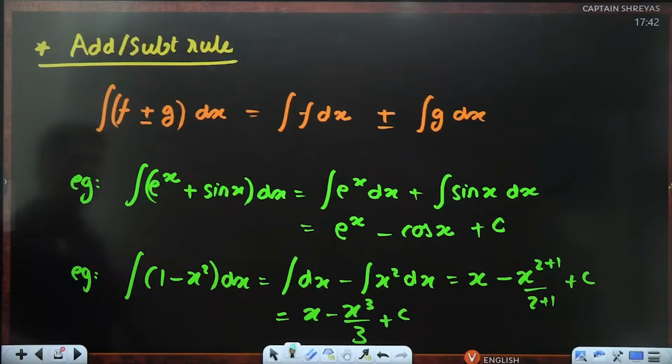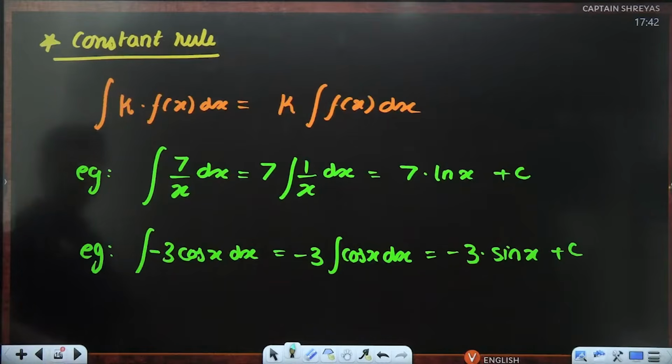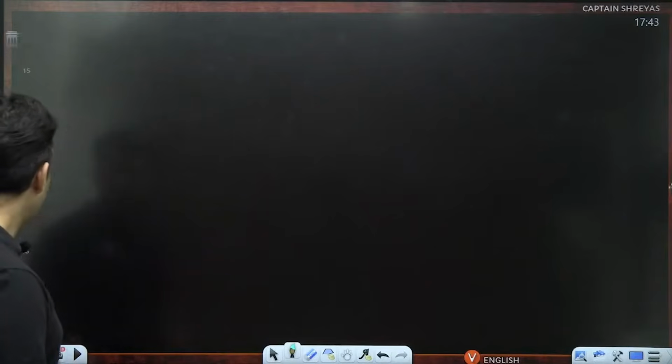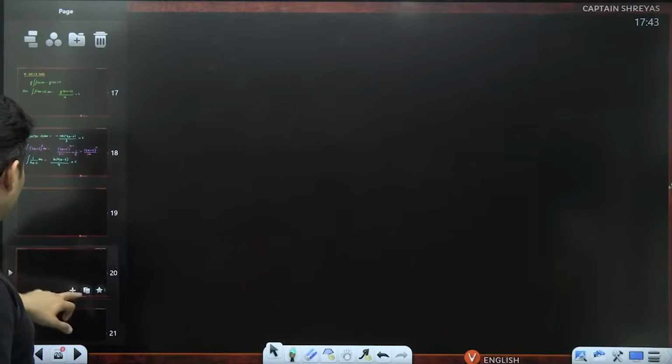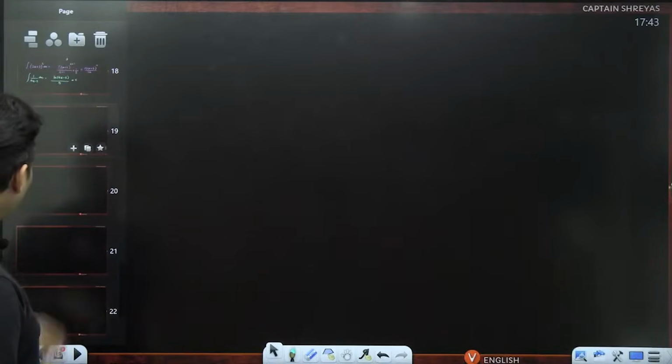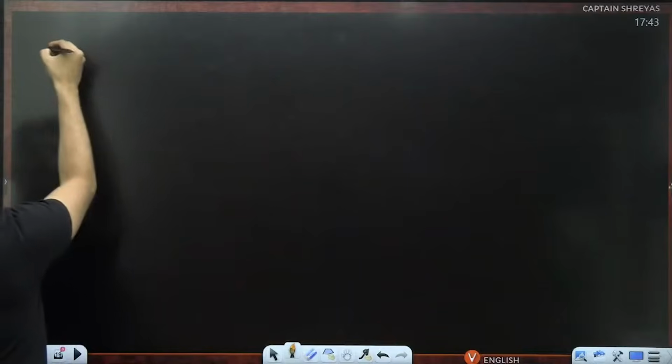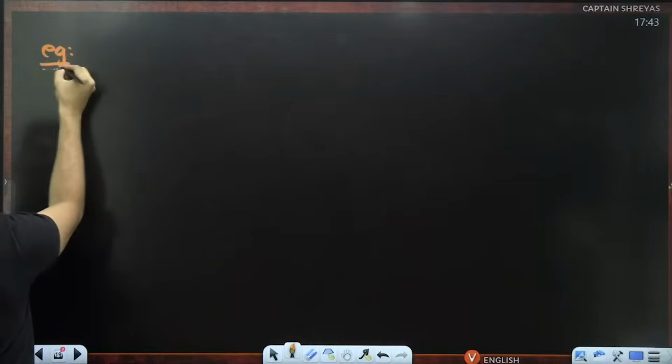We saw the constant rule. We also saw the addition subtraction rule as well. Let's start doing some basic questions before we go to some substitution based questions, and then definite integration. All right, let's see. Okay, come on, my dear students, everybody gear up. Questions are coming up on your screen.